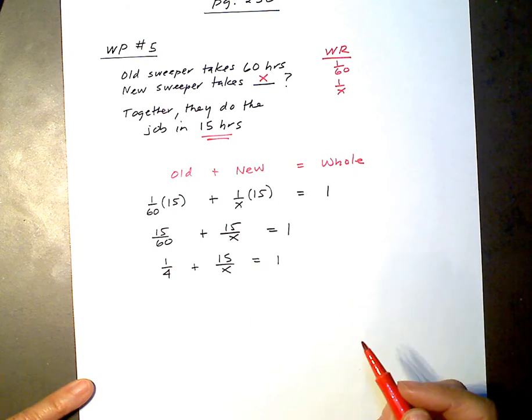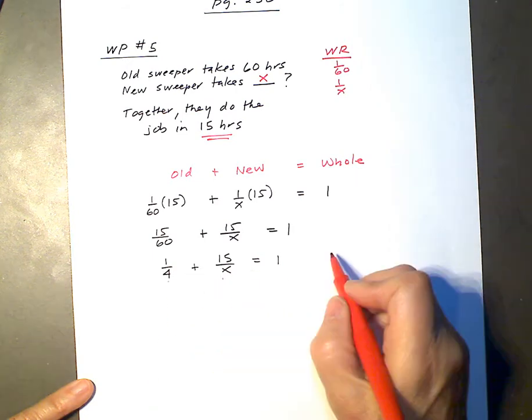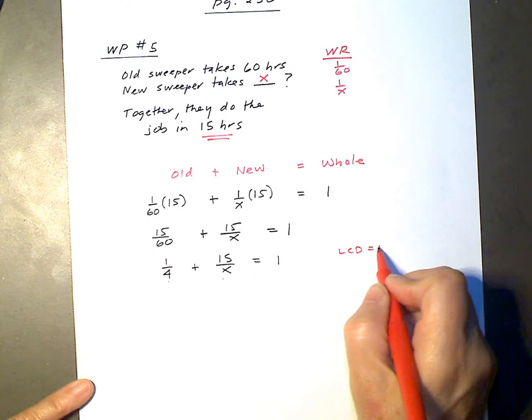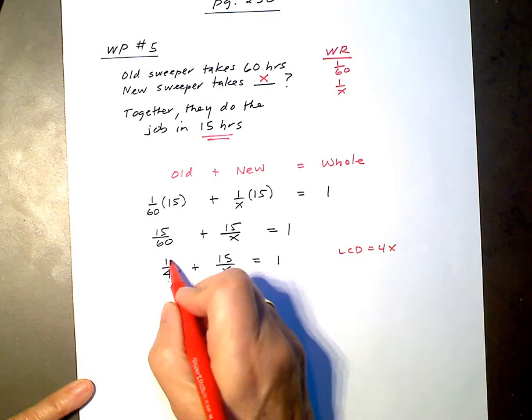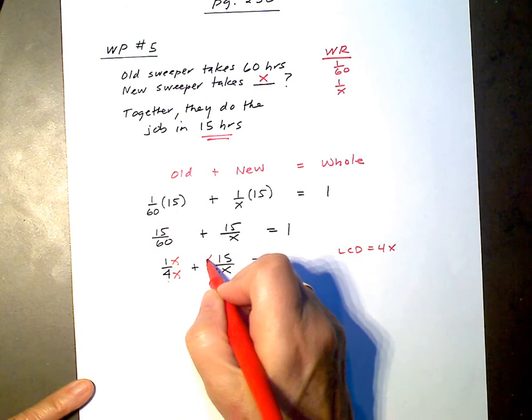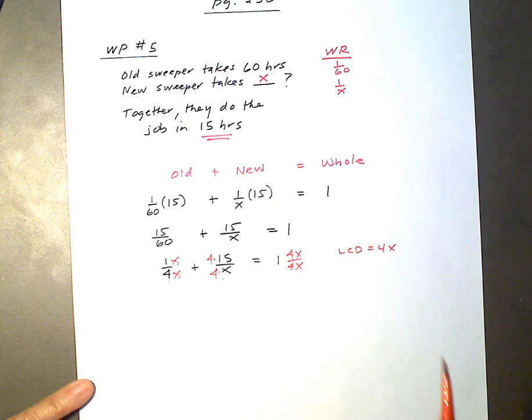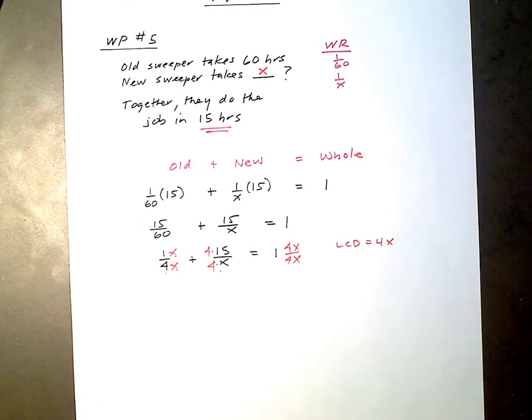But anyway, if the lowest common denominator is 4x, this one needs to be multiplied by 1 in the form of x over x, this one by 1 in the form of 4 over 4, and this one by 1 in the form of 4x over 4x. Now all the denominators are over 4x.